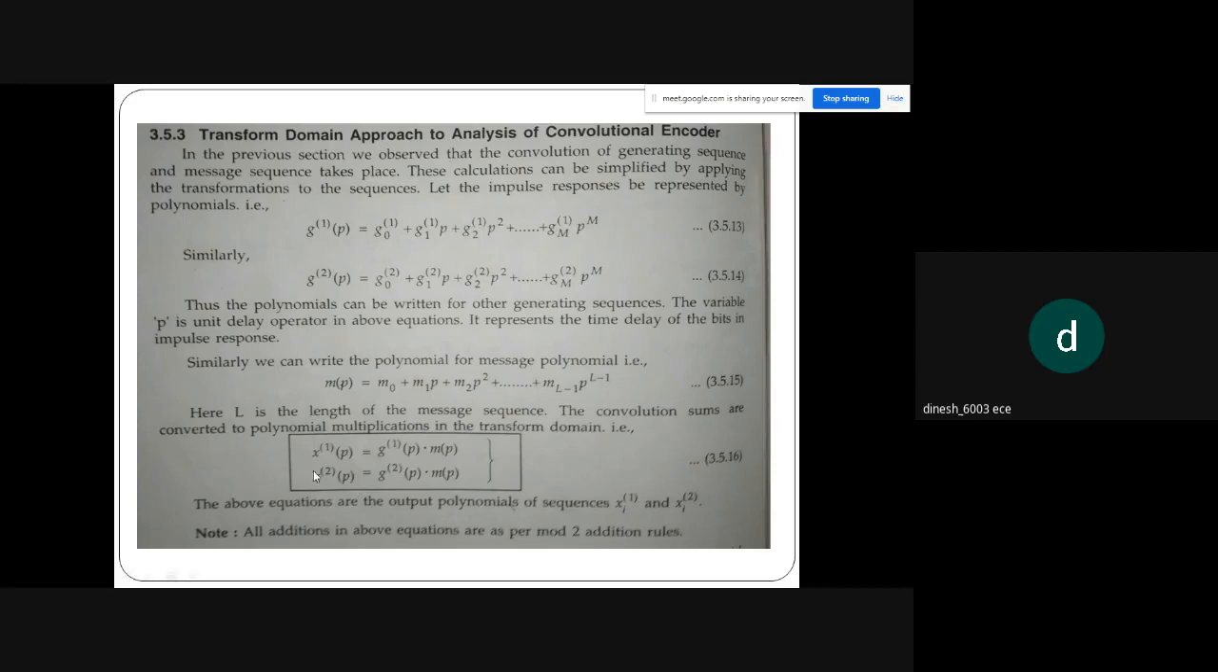Okay. So x1 of p will be g1 of p into m of p, and x2 of p will be g2 of p into m of p. So see here the message m of p is same.